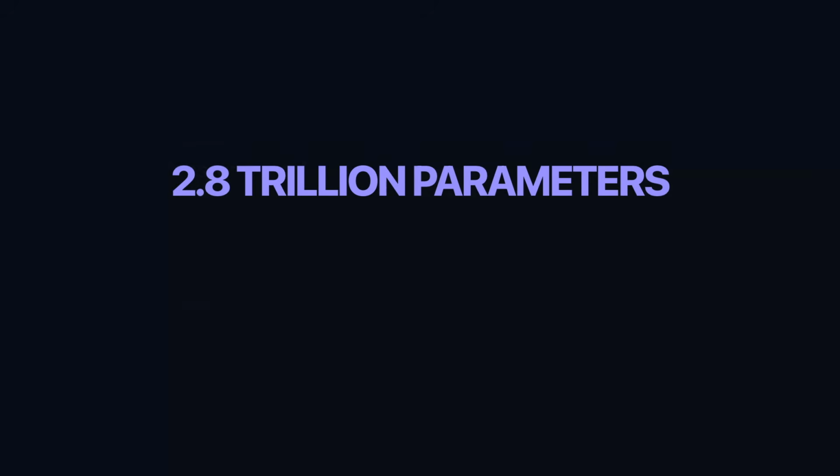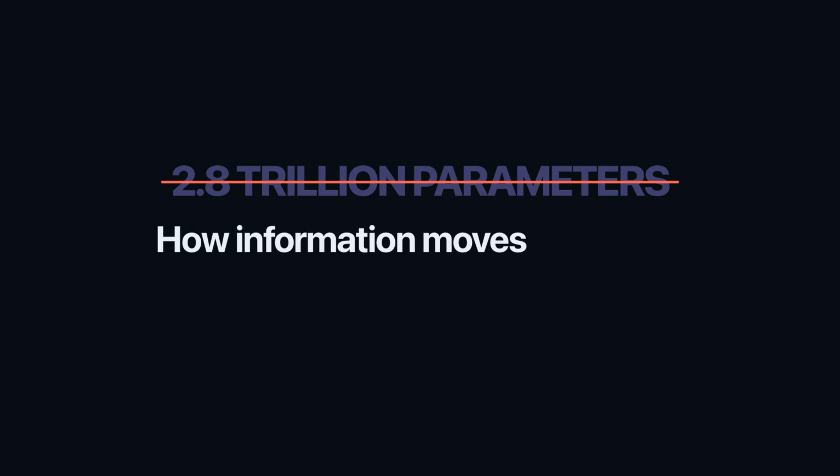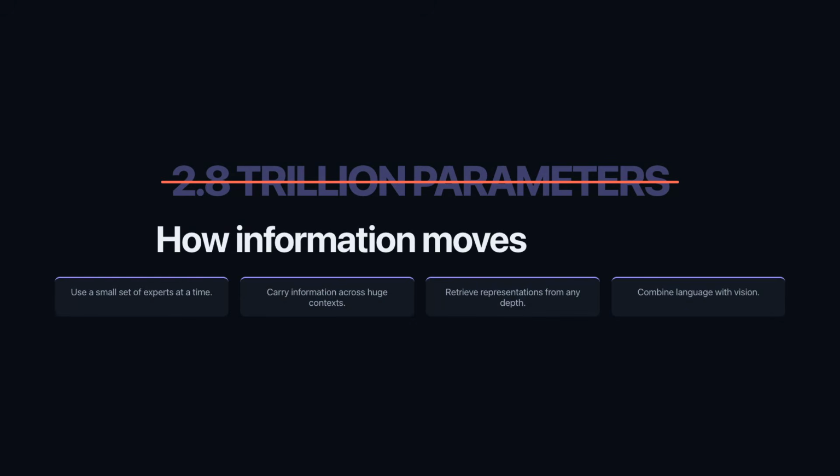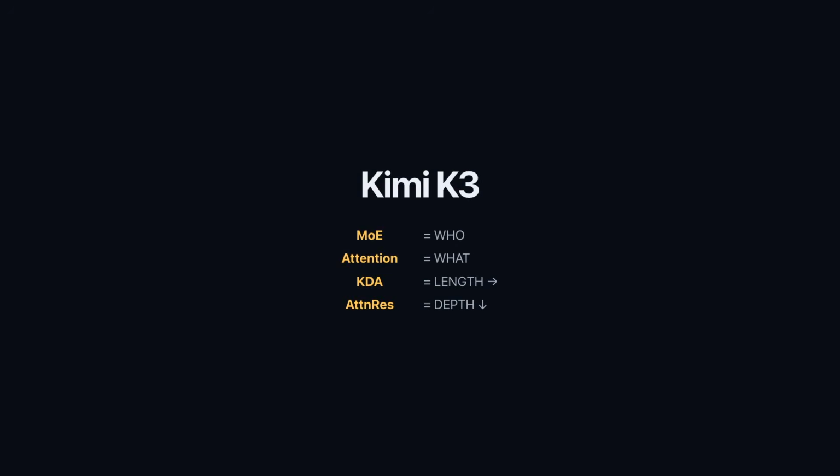So the most interesting thing about Kimi K3 isn't simply, wow, it has 2.8 trillion parameters. The deeper story is how those parameters are organized and how information moves through the model. Use only a small set of experts at a time. Carry information efficiently across huge contexts. Retrieve useful representations from deep inside the network, and combine language with vision. That's what makes the Kimi K3 architecture worth understanding.